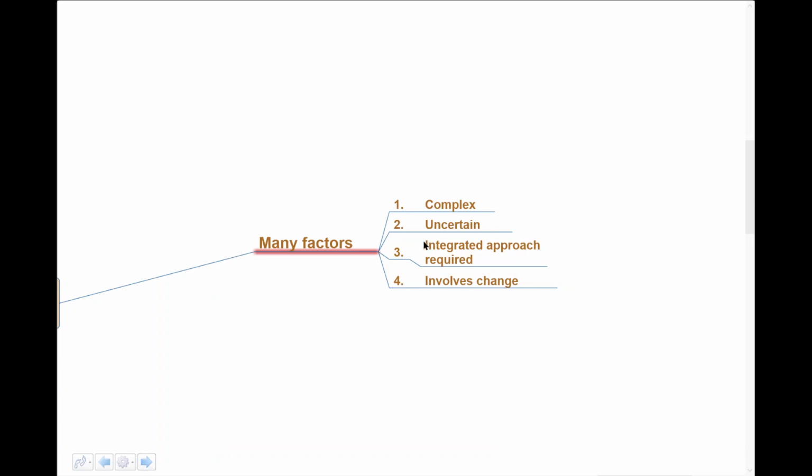So, in essence, an integrated approach is required. What we mean by that is we have to consider all aspects. We can't just consider one aspect, for example, the product or the service. We have to consider the environment. We have to consider our capabilities and competences internally, etc., etc.